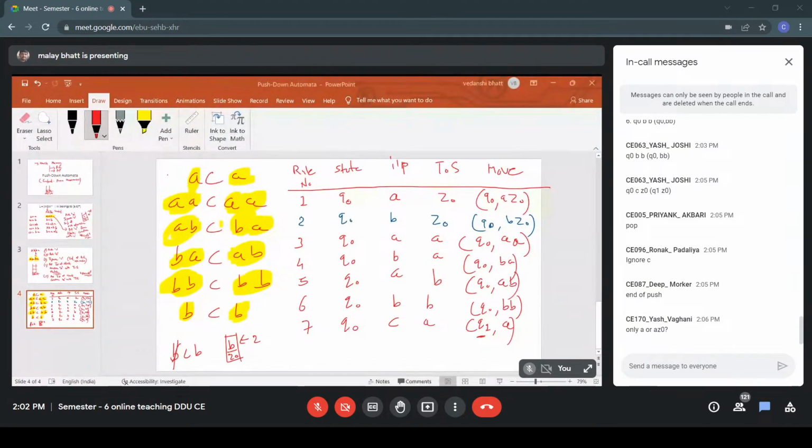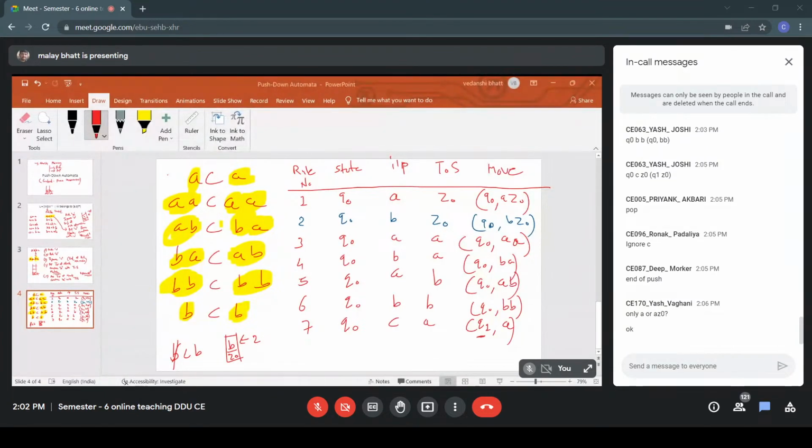Okay, there is one query. Why is it A or AZ0? It is A because you can only see the top of the stack. So what is the top of the stack? It is only A. We don't know what the symbol below it is. It is not necessary that it is AZ0. It can be AA also. We don't know the string; we know the current symbol.